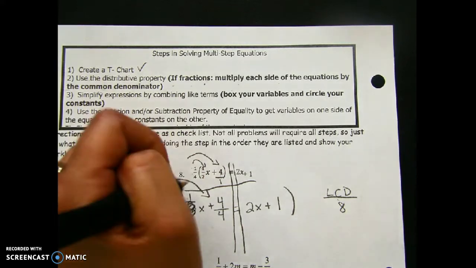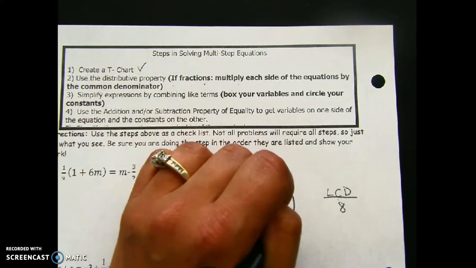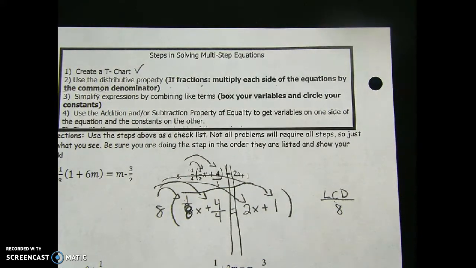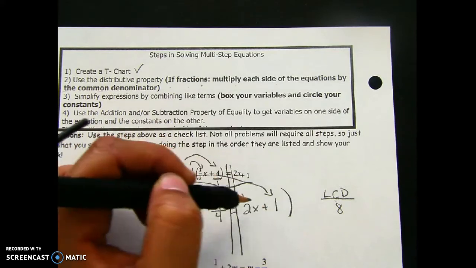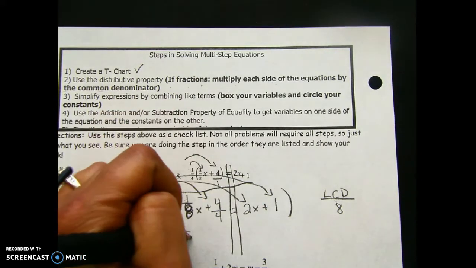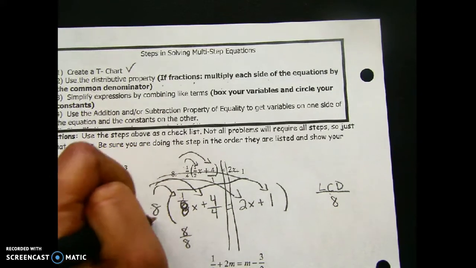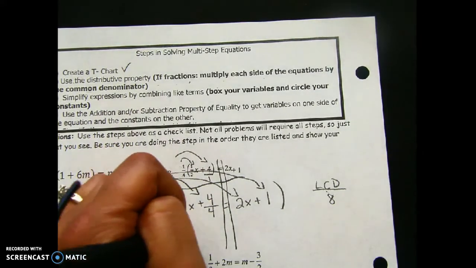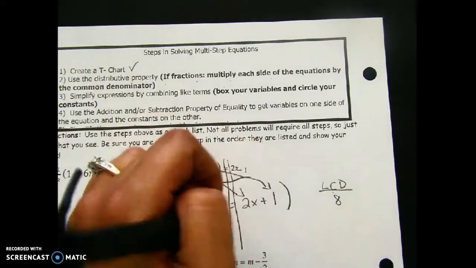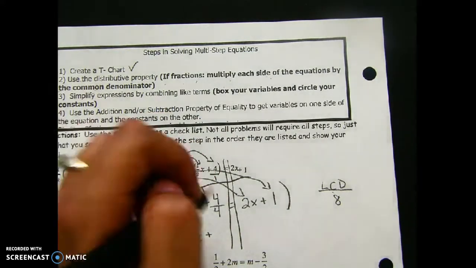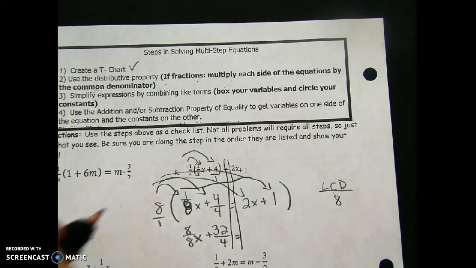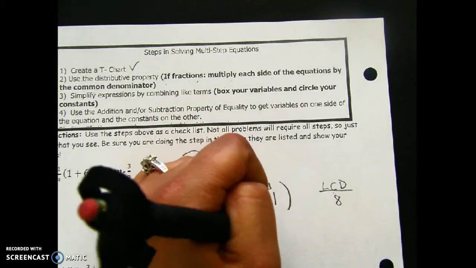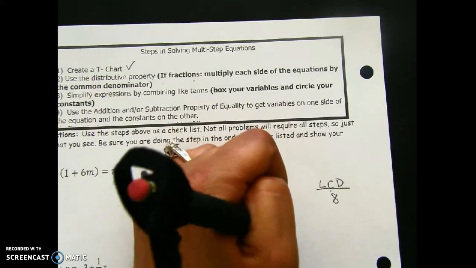I am going to draw my arrows to show I am multiplying by the whole thing. Now you can see I am multiplying by this side because it's within the parentheses. It wasn't here, but it is now. 8 times 1 is going to give me 8. I'm going to keep my denominator. 8 times 4 is going to give me 32. Keep my denominator, put my equal sign. 8 times 2 is going to give me 16x, and 8 times 1 is going to give me 1.